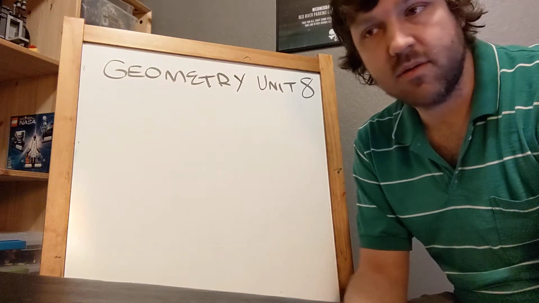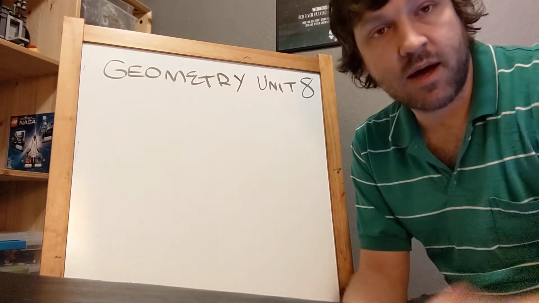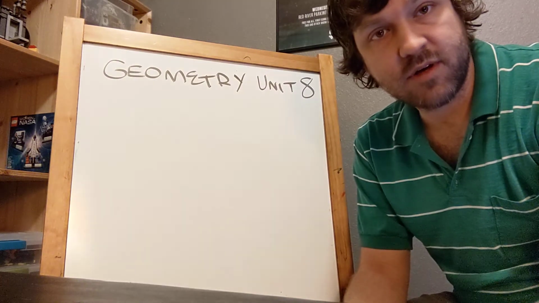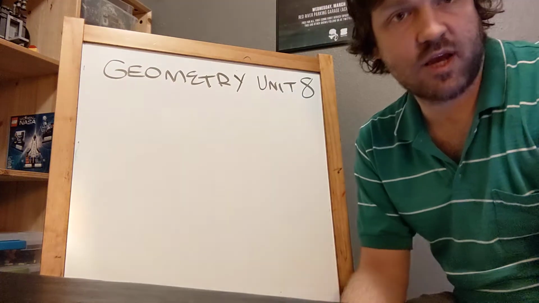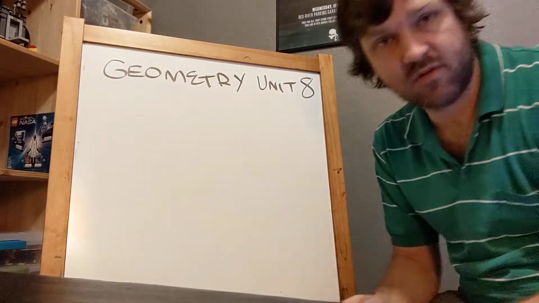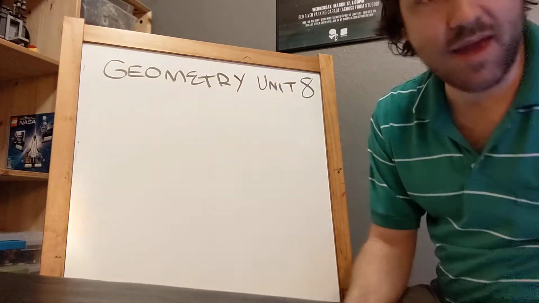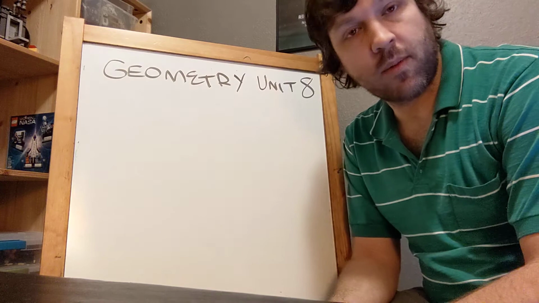In the previous unit, we did area and perimeter of the two-dimensional shapes. And now we're moving into three-dimensional shapes, and we'll be doing formulas for area and surface area of those. So to start, you have a few main types of three-dimensional figures that you're going to be working with.